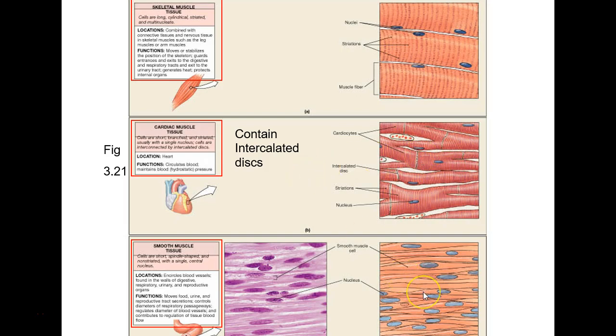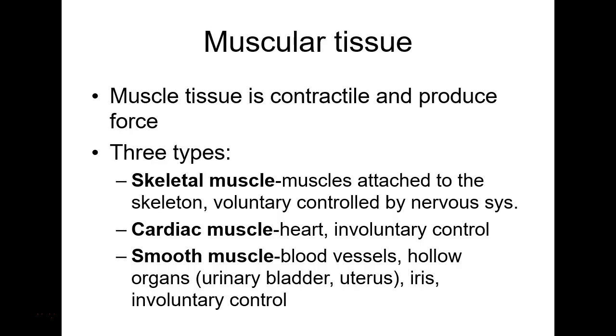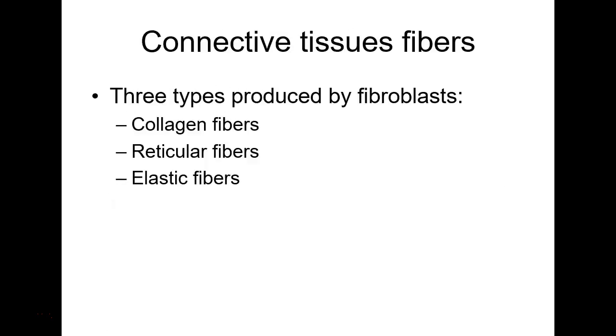Okay, so let's recap. Smooth muscle: singly nucleated, no striations, involuntary. Cardiac muscle: singly nucleated, striated, involuntary. Plus, you have intercalated discs holding them together. Skeletal muscle: multinucleated, striated, voluntary for the most part. All right, so that was quick. Guess what? We're done with two of the four tissues. I told you these were the easy ones. Let's go to the little more difficult now, going all the way back to the front.